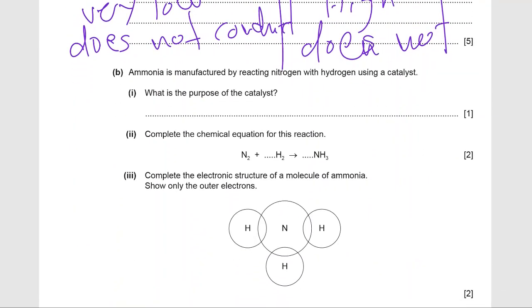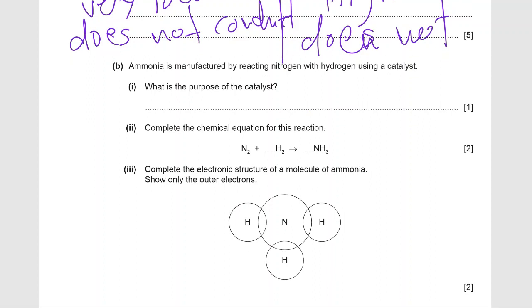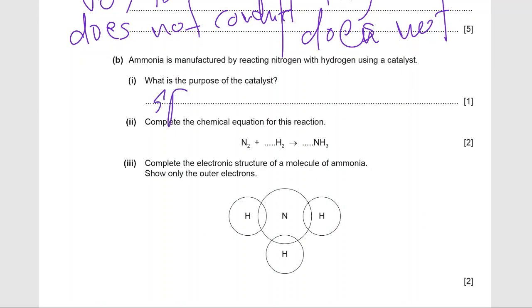Then ammonia is manufactured by reacting nitrogen with hydrogen using a catalyst. What's the purpose of the catalyst? Only to speed up the reaction, or increase the rate of reaction, without involving in the chemical reaction, or without any chemical change. Okay, that means you may use the catalyst again in the next reaction. Here, complete the chemical reaction.